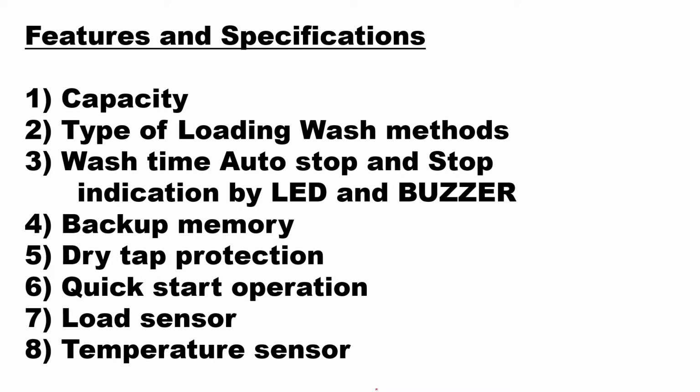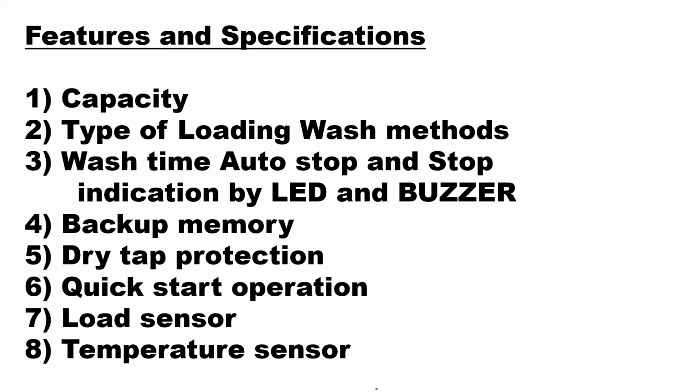Second, you will choose what should be the type of loading wash methods. It can be a top loading or it can be a front loading. Then you can choose wash time, auto stop, and stop indication by LED buzzer. That is, you can go for semi-automatic or you can go for automatic. Then you can look at the backup memory. You can look at the dry tap protection, when there is no water, how it is going to protect. Then you will see what is quick start operation.